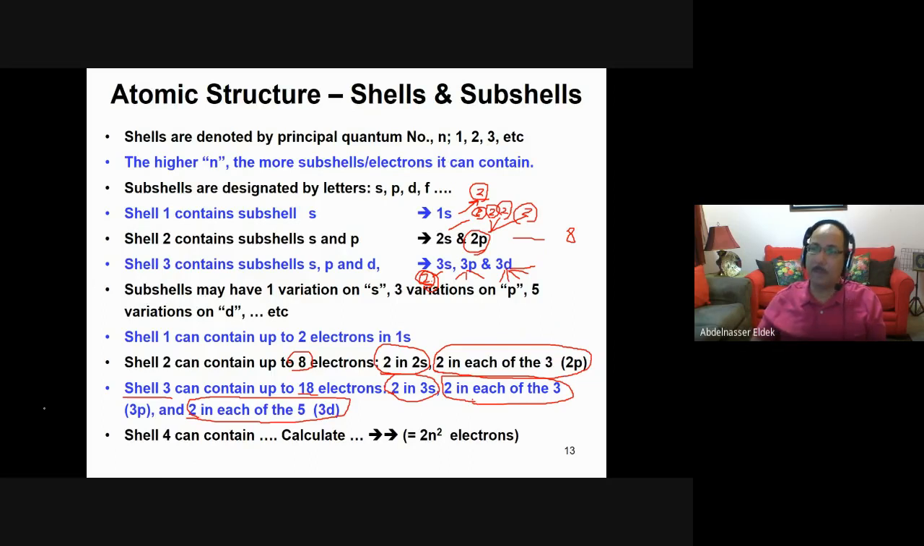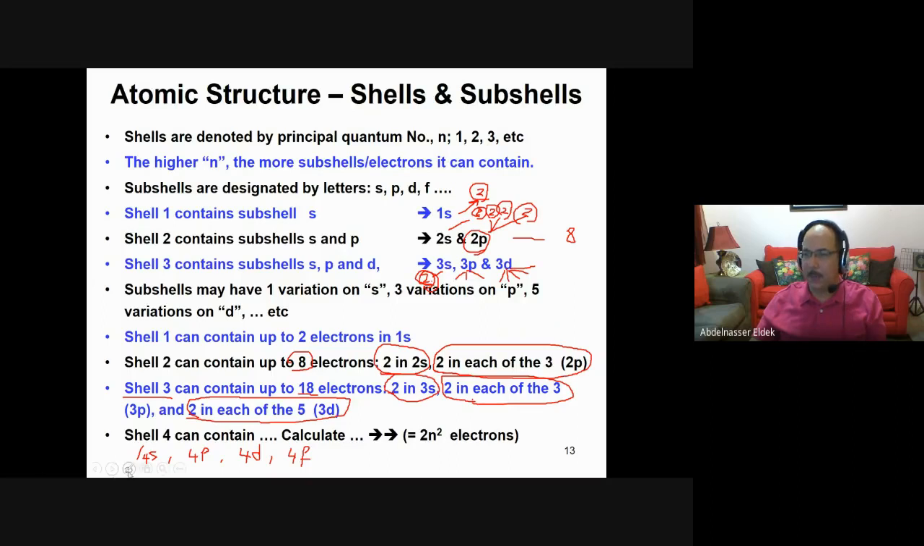What about shell number 4, for example? So shell number 4 will have how many? We have 4S, and 4P, and 4D, and 4F.